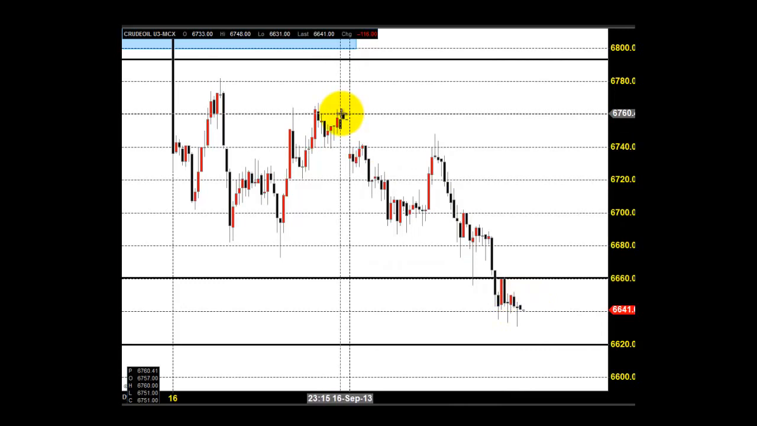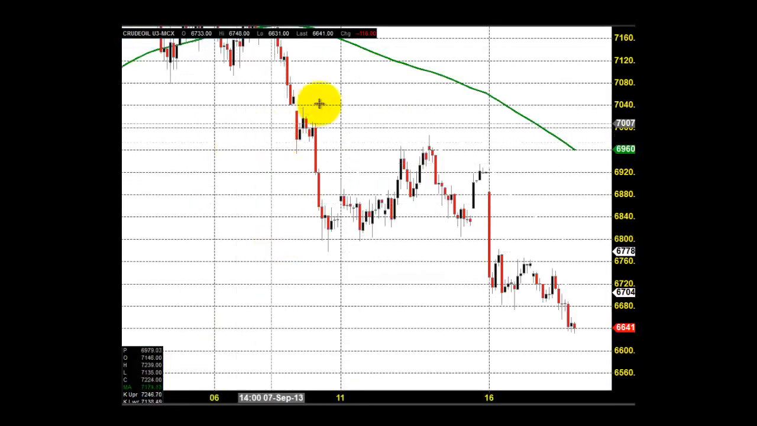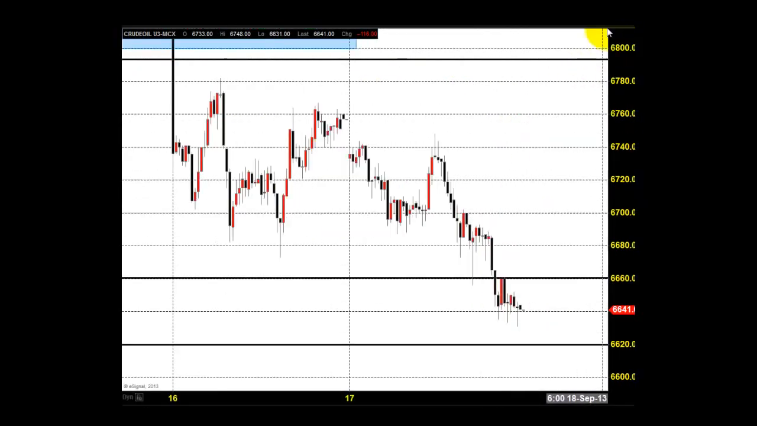Now let me sum it up. Initially we saw a 60 minutes candlestick. You can see this was a 60 minutes candlestick, and we identified the trend. Since the price was trading below the average, we identified that the price is staying down, so the trend is down. Now this is called a cross section.